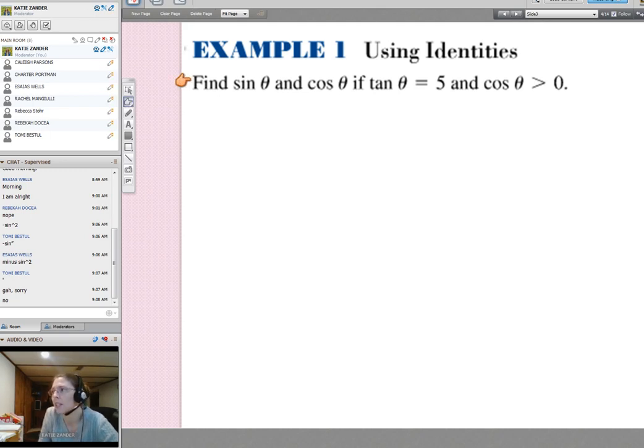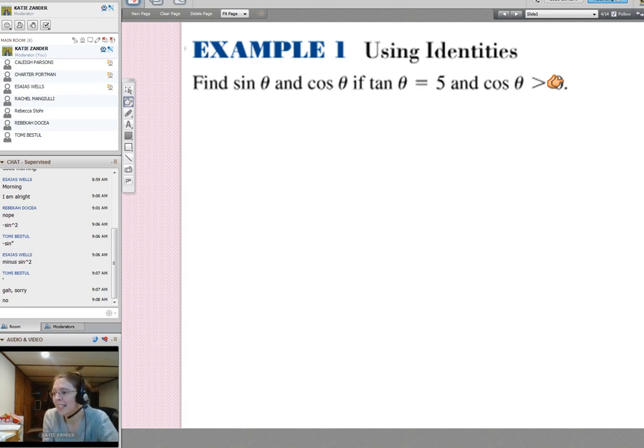All right, here's an example that we can use with our identities. It says find sine theta and cosine theta if tangent theta equals 5, and we have the restriction that cosine theta must be greater than 0. So knowing that helps solidify that sine and cosine are both going to be positive values, right? Because if tangent was positive, then sine and cosine would either have to both be positive or both be negative. But having that extra fact at the end saying cosine's positive solidifies that the sine value is also going to be positive here.